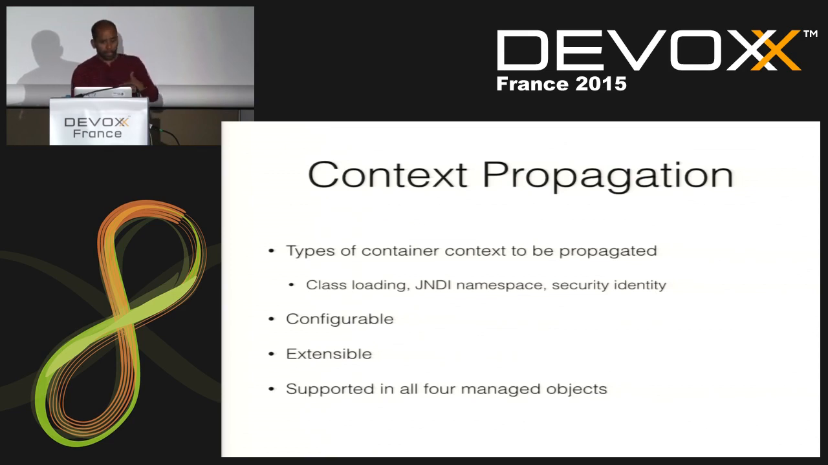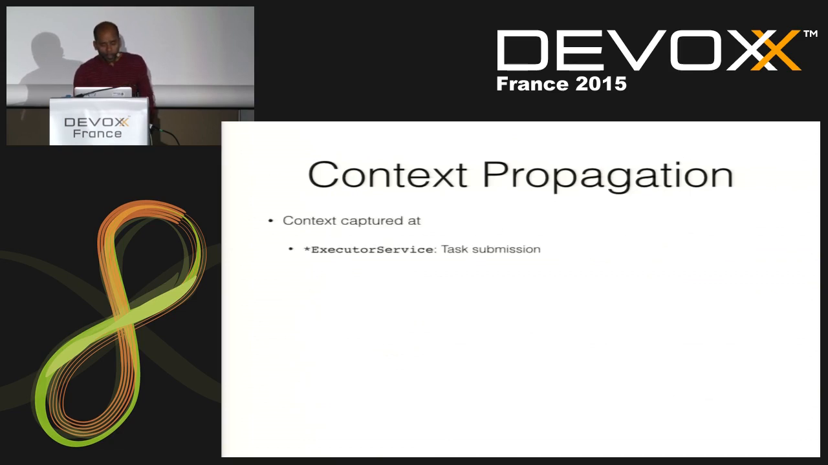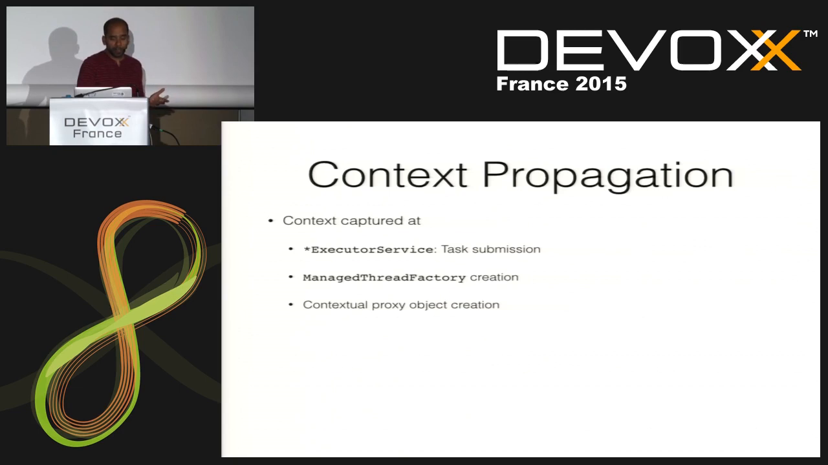And this concept of context propagation is available in all 4 objects. Let's take a look at it once again, where exactly the context is captured. In terms of managed executor service or scheduled executor service, it is captured at the time of task submission. In terms of managed thread factory, it is captured at the time of the thread factory creation itself. And in terms of contextual proxy, it is captured when the contextual proxy object is created itself.